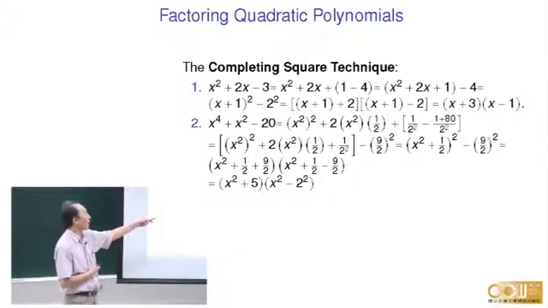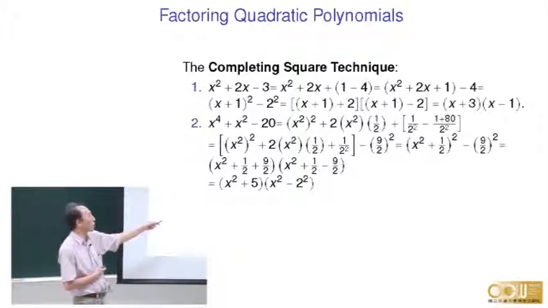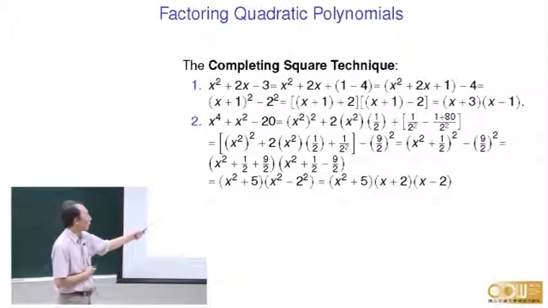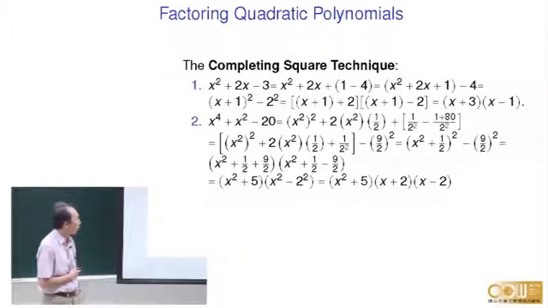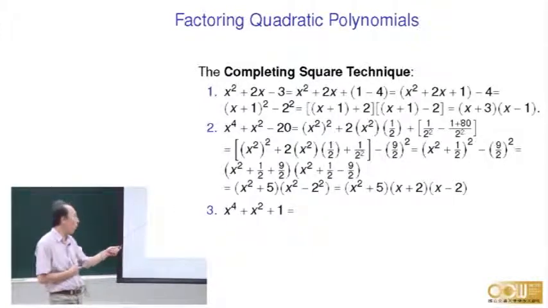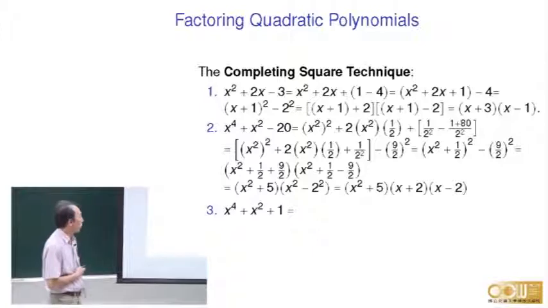Okay, for this one, again, is the difference of 2 squares. I can factorize it, and leaving the x squared plus 5 quantity fixed, because it cannot be factorized anymore. Okay, and the third example is again completing square techniques to deal with the polynomial of degree 4. Now I'm trying to factorize x to the power 4 plus x squared plus 1.